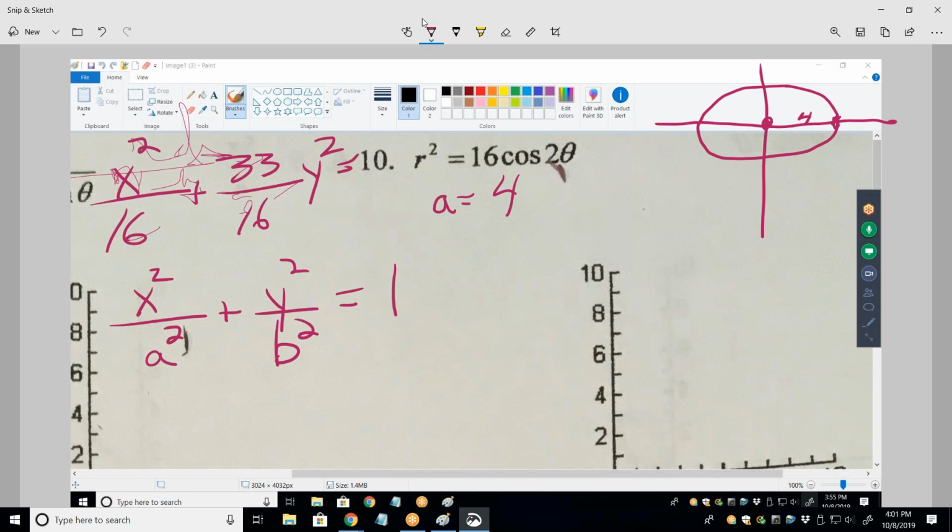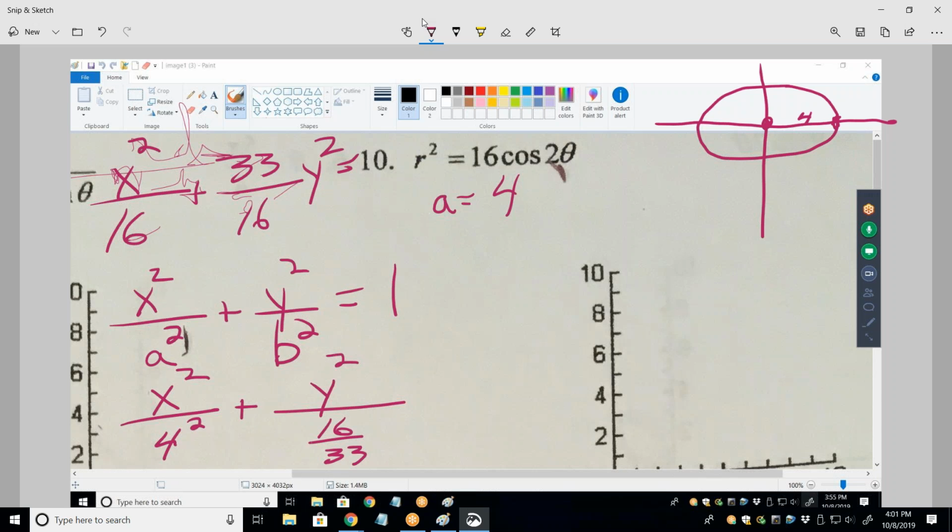What is b? B is 4 again. Now we got to get that 33. Got to deal with that. And we got to get it in the divisor. So let me show you a neat little trick here. We know that much. Y squared has to be all by itself, and I'm going to make this look like this. Notice that's the same thing.